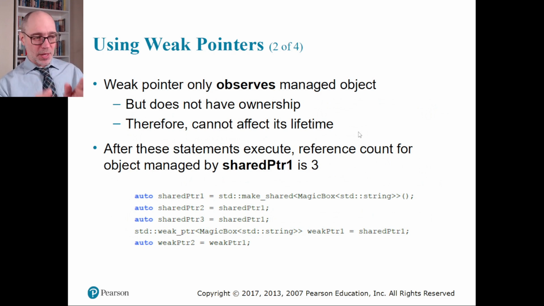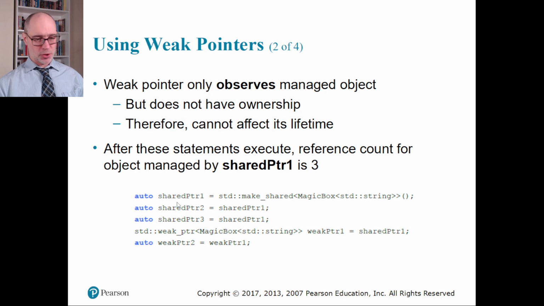Okay, so again, just to emphasize that, a weak pointer only observes the managed object. It doesn't have ownership of it. You can't use it to delete or anything like that. It doesn't affect the lifetime at all. So as a little example here, I'm going to make 5 pointers here, I believe, 5. So first of all, we make a shared pointer, right, using the make shared function call, make a shared pointer to a magic box holding a string.